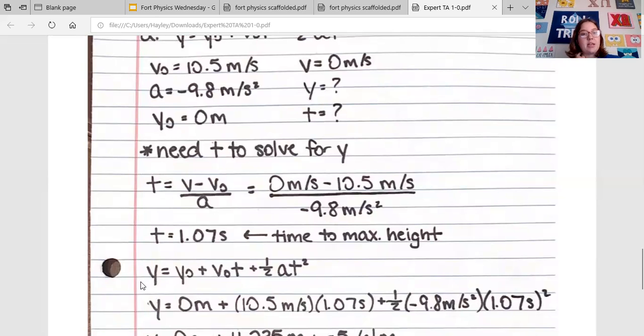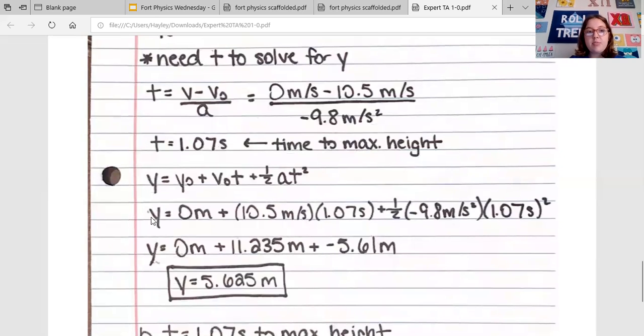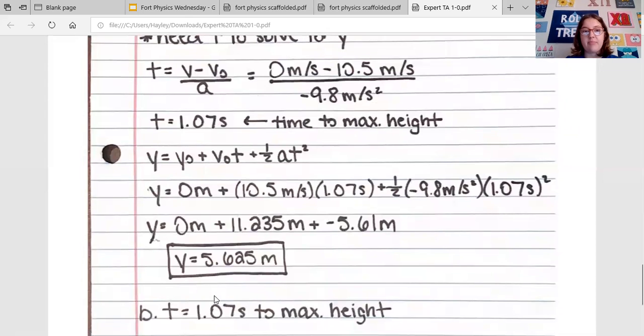Now that we have that, we can solve for y. When you plug in all of the variables into this y equation, you get y equals 0 meters plus 10.5 meters per second times 1.07 seconds plus 1/2 times negative 9.8 meters per second squared times 1.07 seconds squared. And when you solve for y, you end up getting y equals 5.625 meters. So the dolphin's maximum height is going to be 5.625 meters.